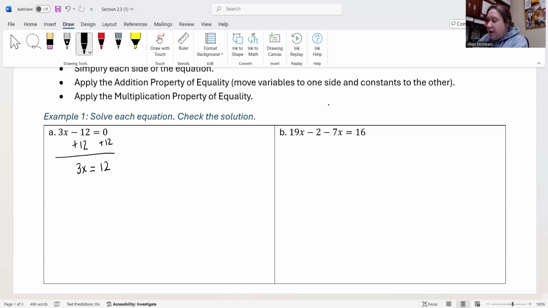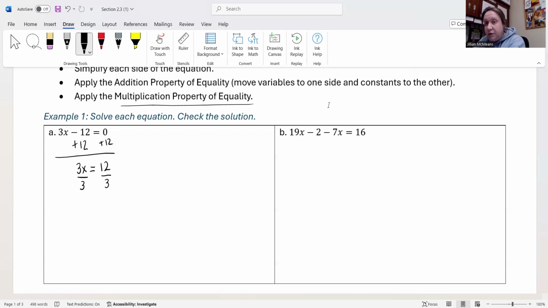So now we can apply the multiplication property of equality. The multiplication property of equality allows me to multiply or divide both sides by the coefficient of x. Remember, we're undoing what has happened to the variable. Well, this variable x has been multiplied by 3. I want to undo that multiplication. So in order to undo multiplication, we use division. So I'm going to divide both sides of the equation by 3, which is the coefficient of x.